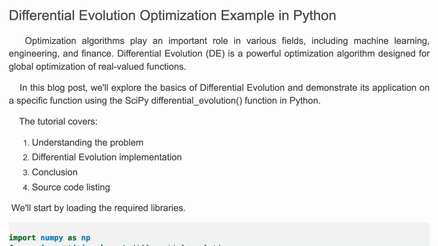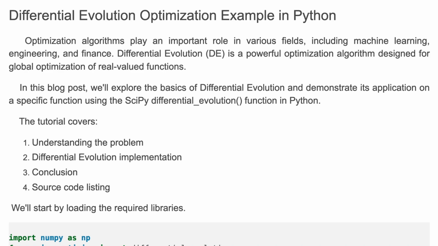In this tutorial I'm going to talk about differential evolution optimization and its implementation in Python. Optimization algorithms play an important role in various fields including machine learning, engineering and finance. Differential evolution is a powerful optimization algorithm designed for global optimization of real-valued functions.